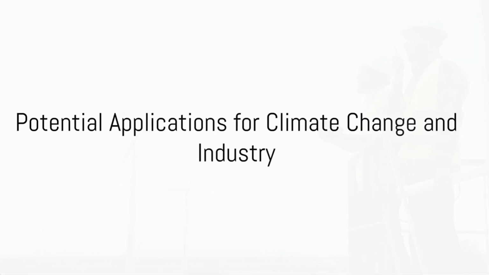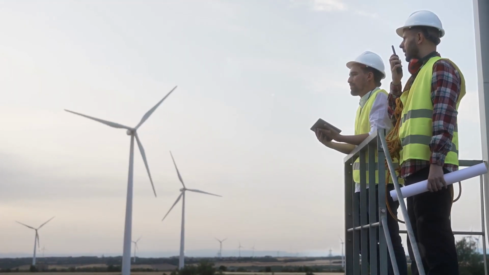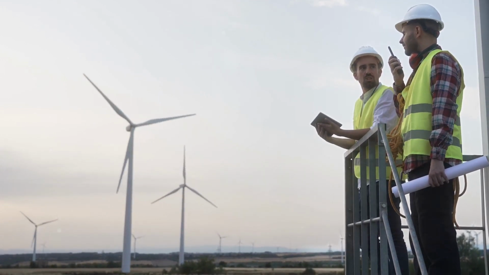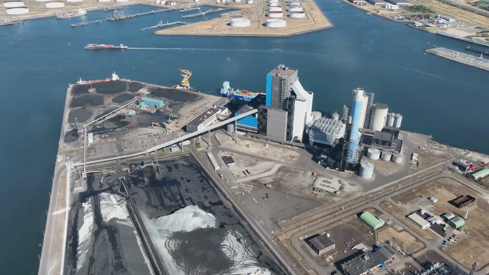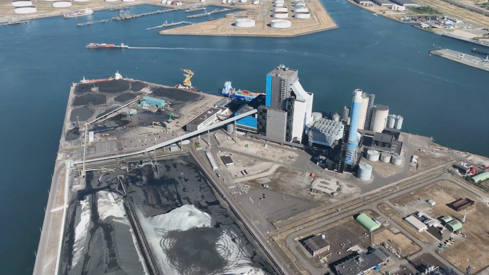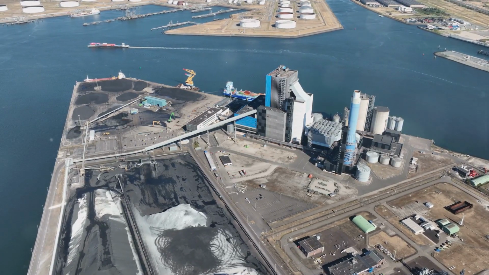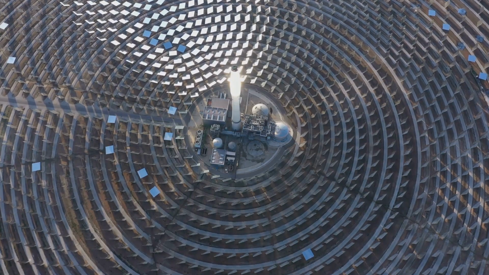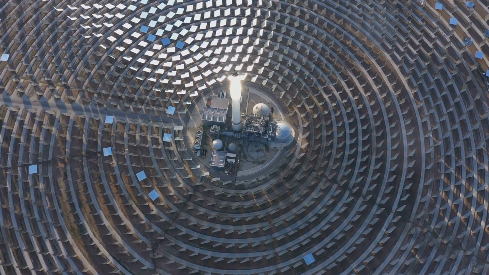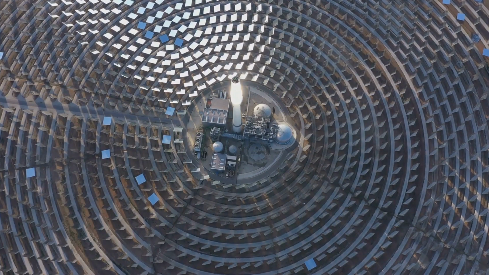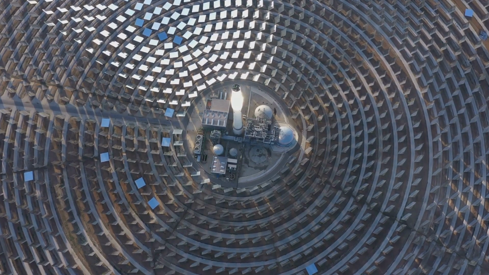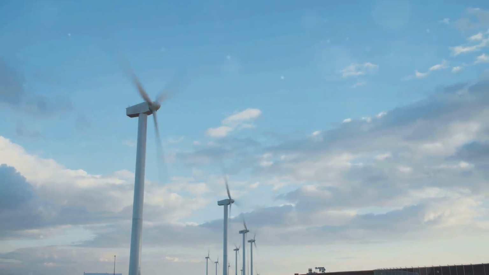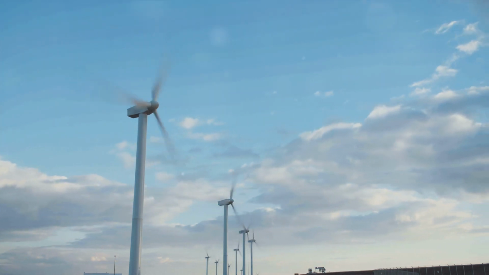Let's explore the potential applications of these technologies, particularly in the context of climate change mitigation and hard-to-abate sectors. First, climate change mitigation. Carbon capture and storage, or CCS, along with direct air capture, or DAC, technologies offer significant potential for reducing CO2 emissions and mitigating climate change by capturing and storing CO2 before it even enters the atmosphere. These technologies can play a crucial role in achieving carbon neutrality targets and limiting global warming.